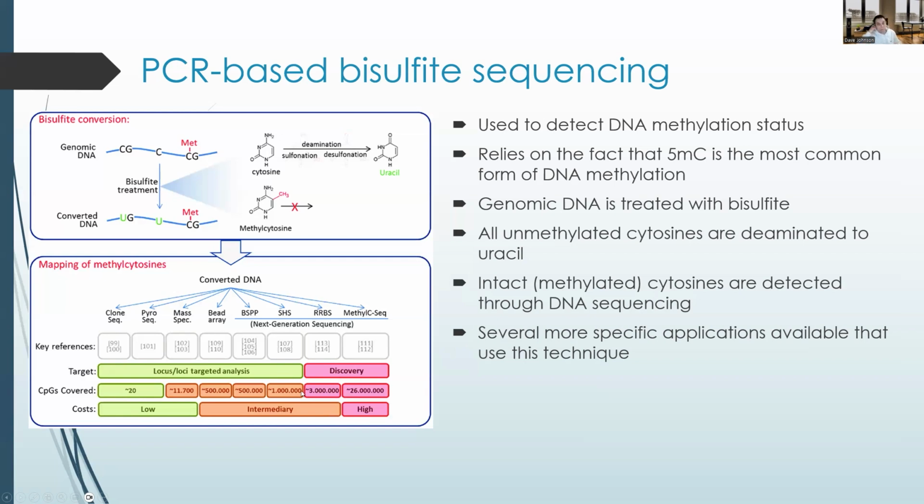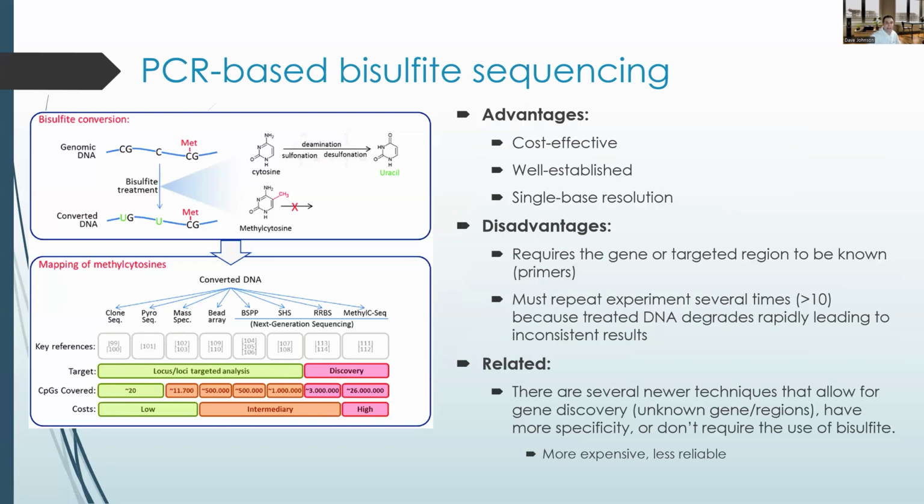So again, what money do you have available to you? What questions are you asking? At the baseline, if we're just talking about clone sequencing, mass spec, pyro, that kind of stuff, these are cost effective, well established, and you can get single base resolution, right? Because you're doing the PCR. So wherever you see a cytosine in that PCR read, you know that must have been methylated prior to the bisulfite treatment, because the rest of the cytosines went away and became uracils.